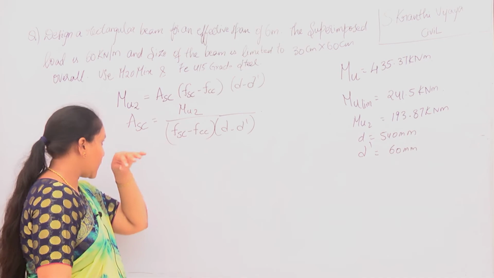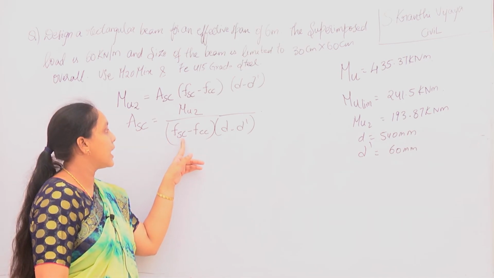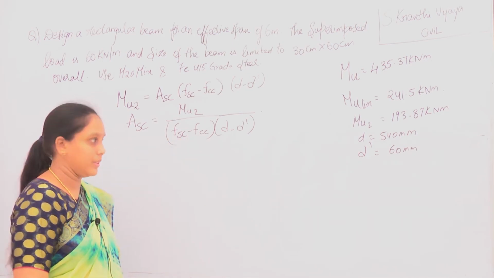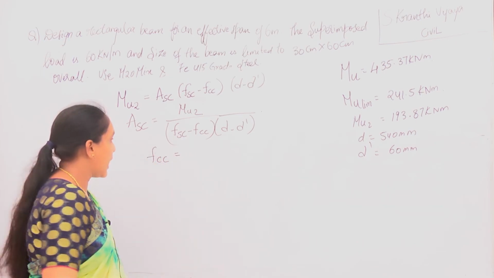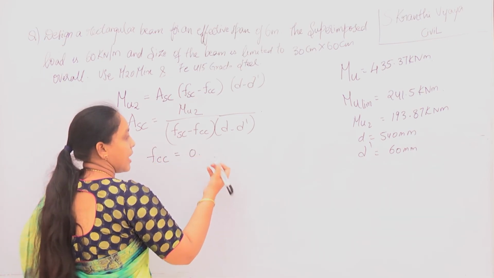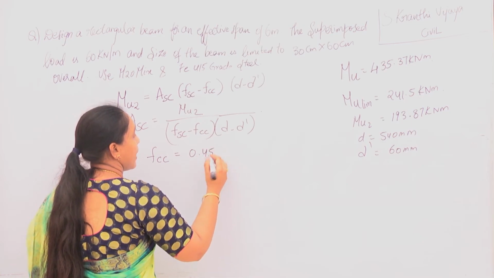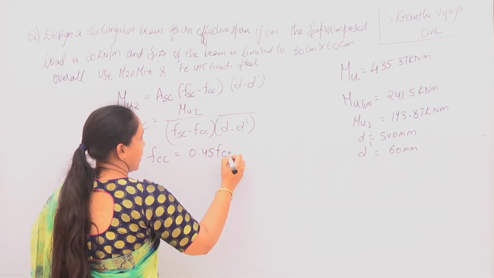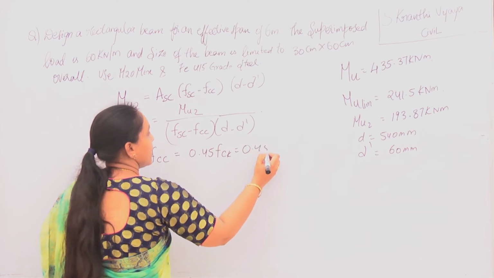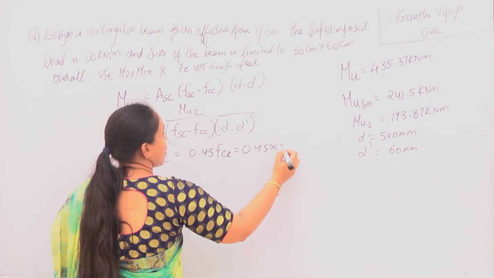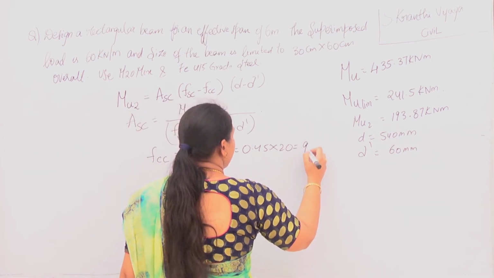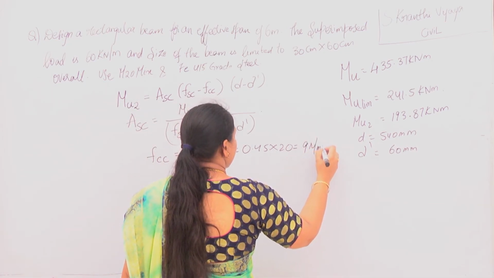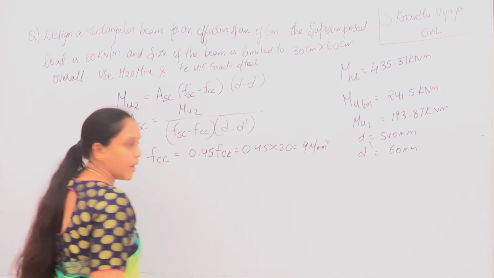So what are the unknowns here? The unknowns are fsc and fcc. First we find fcc. How can fcc be calculated? You know the formula we have already learned, that is 0.45 fck. What is fck here? fck is nothing but the grade of the concrete, which is 20. So if you solve this, you get a value of 9 Newton per mm square.